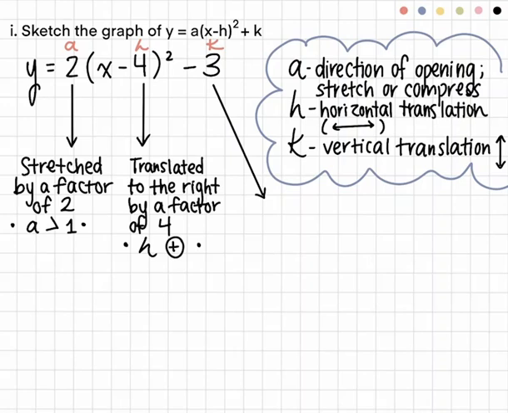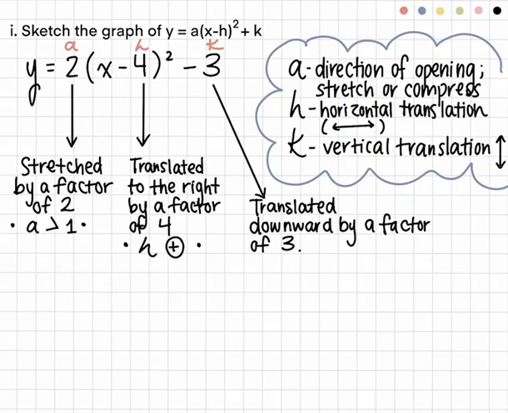Okay. My K value is -3, and that determines the vertical translation, so whether it's going to move up or down. Because K is negative, the parabola is going to be translated, I should say, downward by a factor of 3, right? And that's because K is a negative number. Those are the rules that I'm writing in there. Right? So this one looks like this.